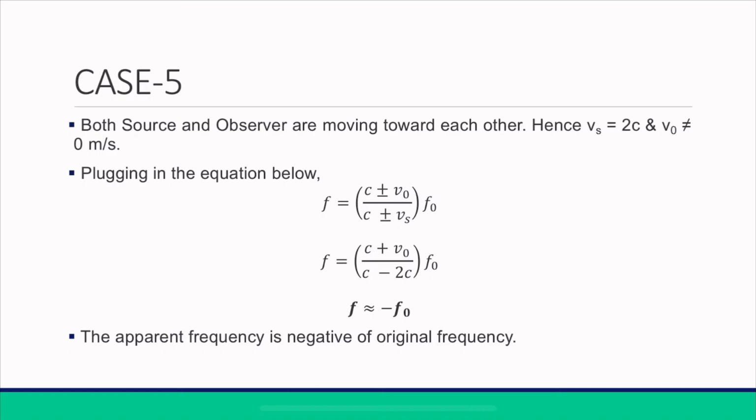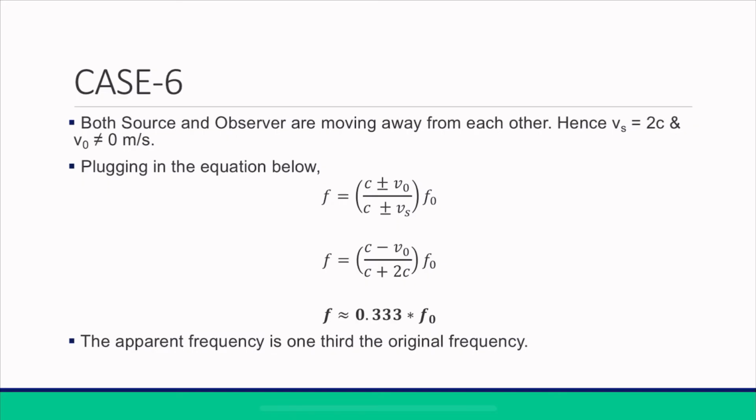It's because the velocity of the observer who's running is not even comparable to the speed of the source, which is twice the speed of sound. So the case is almost the same as the previous case that we have seen, where the observer was stationary instead of running. The next case is again the same, but the source and observer are moving away from each other, with the observer running. If you plug those equations in, you get the apparent frequency registered by the observer as almost 1/3 of the original frequency.